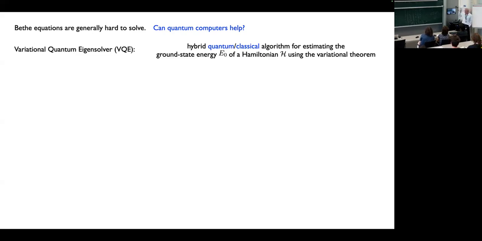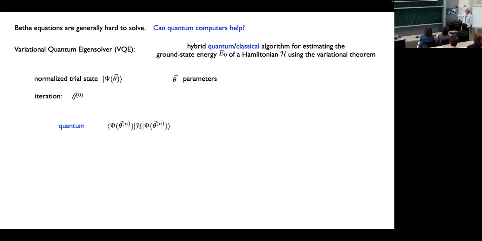of a Hamiltonian, say, in quantum chemistry, using the variational theorem. So the idea is you start with some normalized trial state, depending on some parameters, I'll call theta. And then you perform some iteration. At the 0th step, you choose the parameters, say, arbitrarily, and then you compute the expectation value of your Hamiltonian in this trial state. This is the quantum part of the calculation, done on a quantum computer. Then on a classical computer, you can optimize, you can update the parameters, and then you can just repeat.